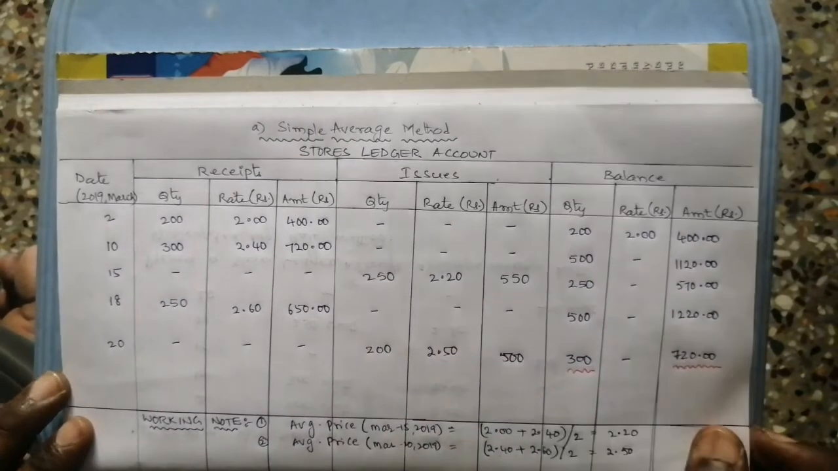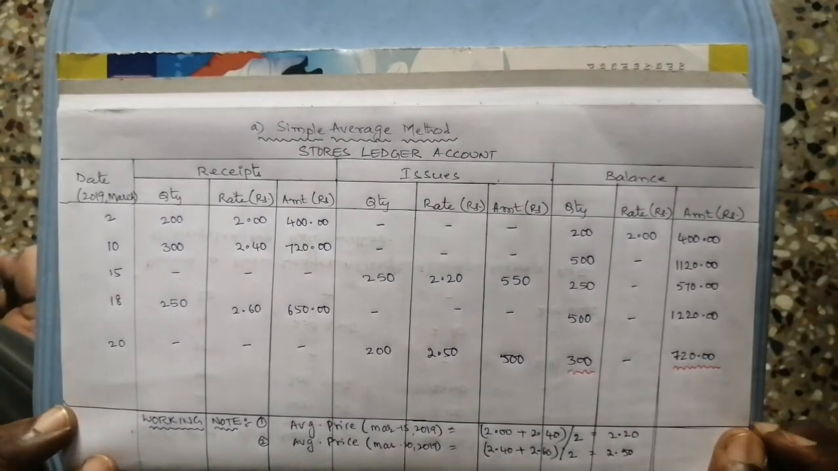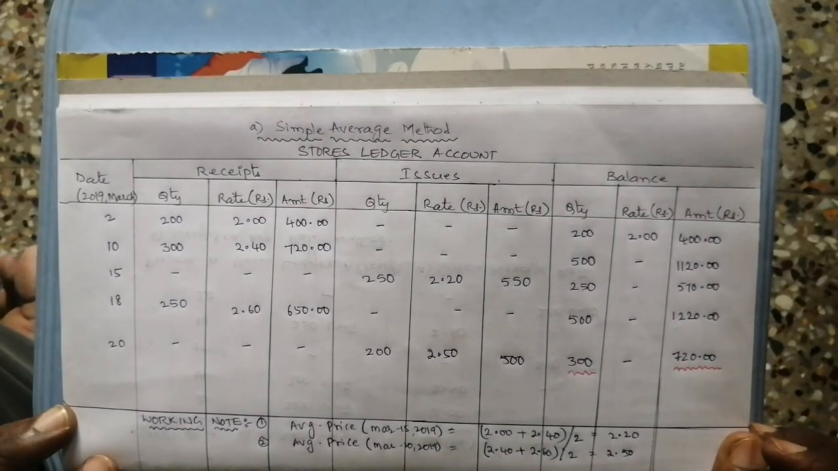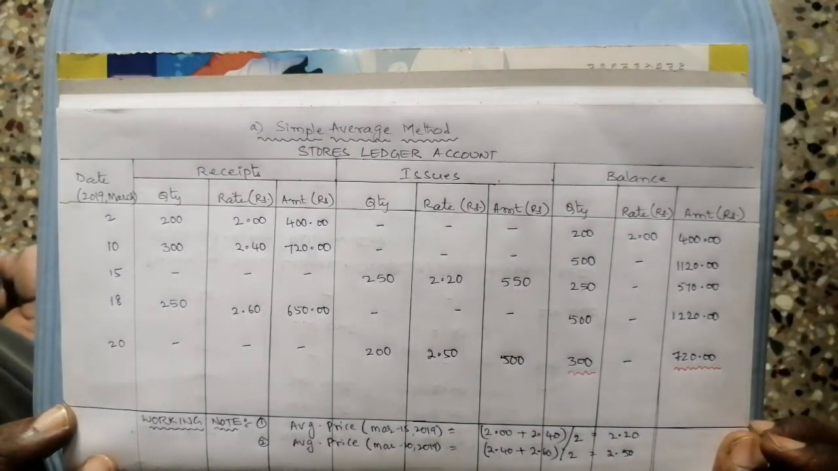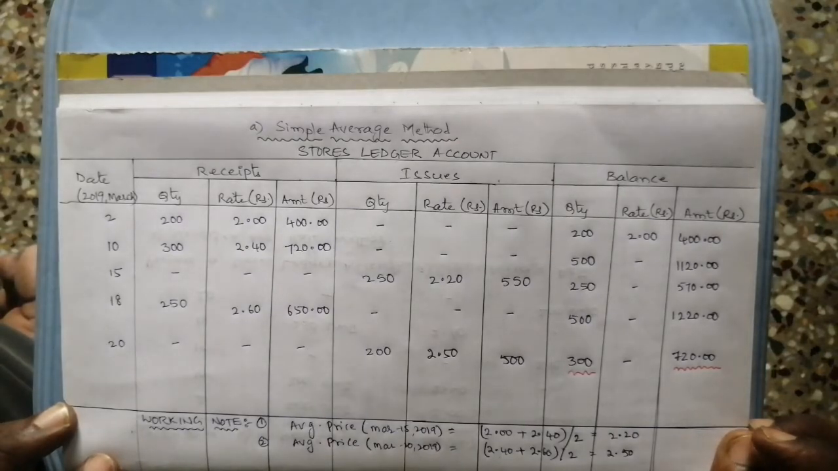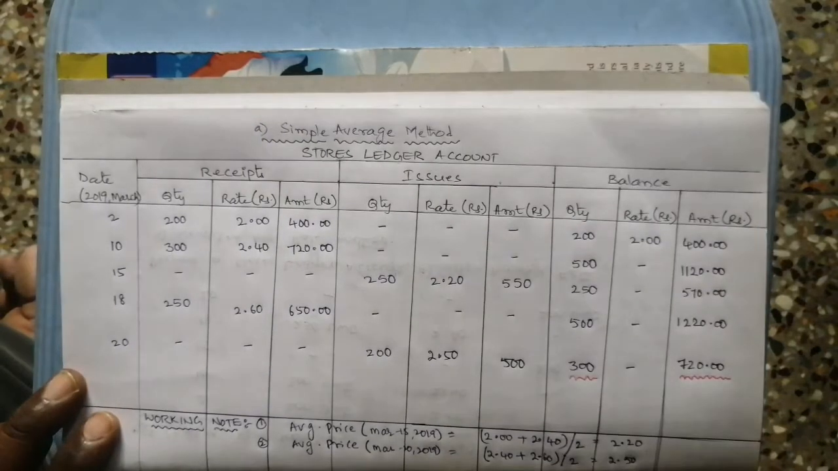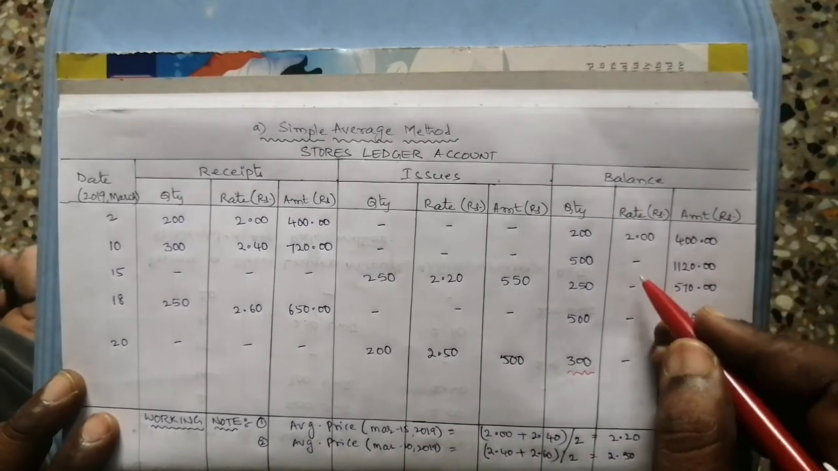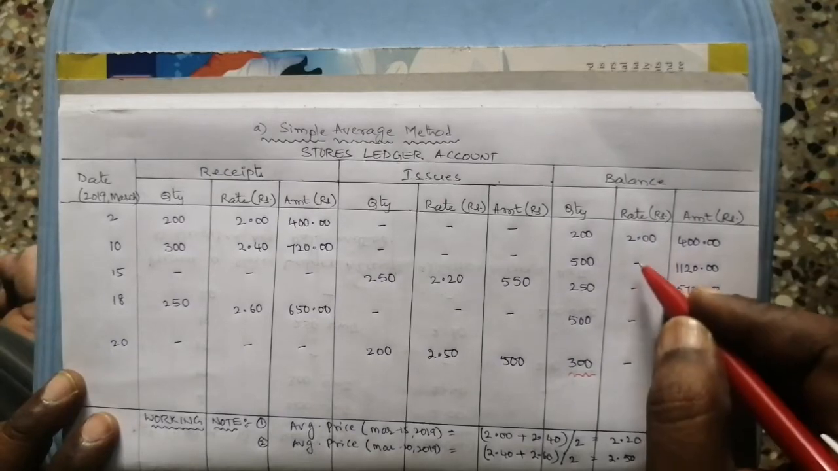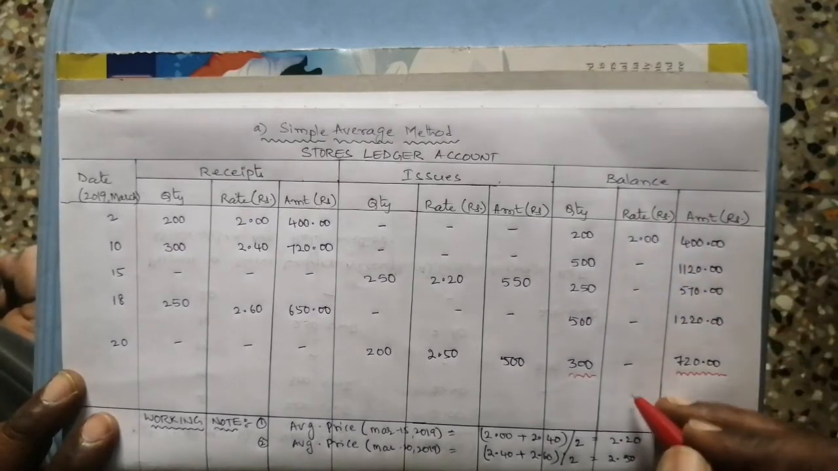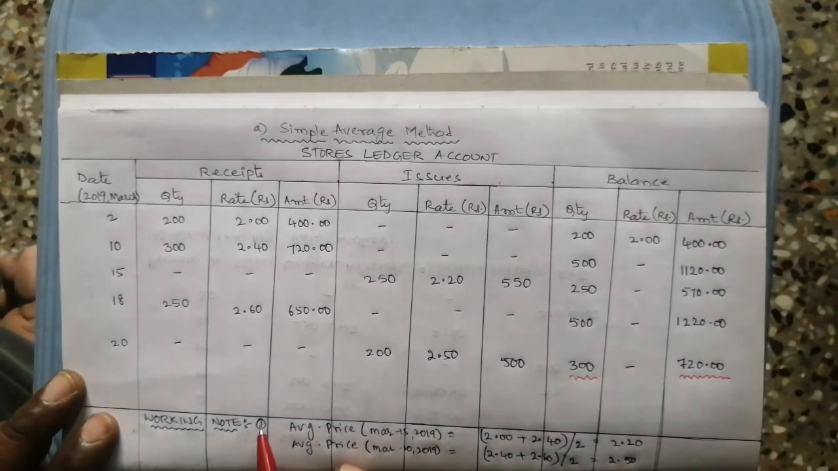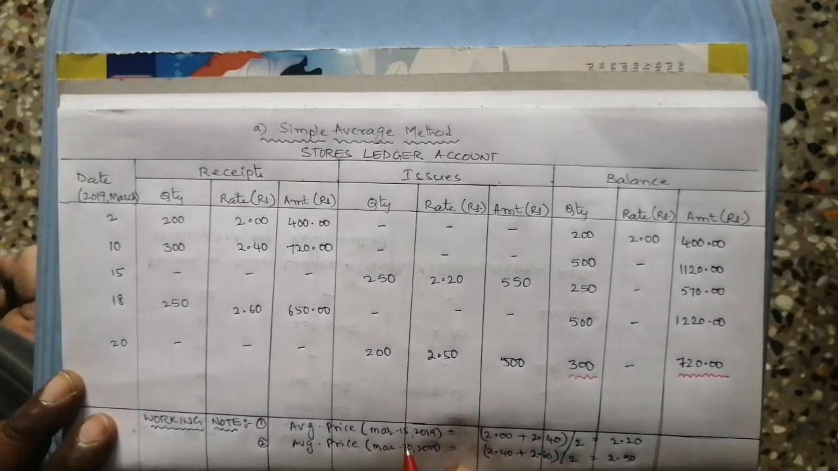So this is the way to compute the price at the time of issuing the material to the production department from the stores by following the simple average method. So in the simple average method, price calculation is the only important thing. Two important points you have to remember. No need to mention the price in the balance per unit column. Second, you have to take the average price at the time of issue of materials.